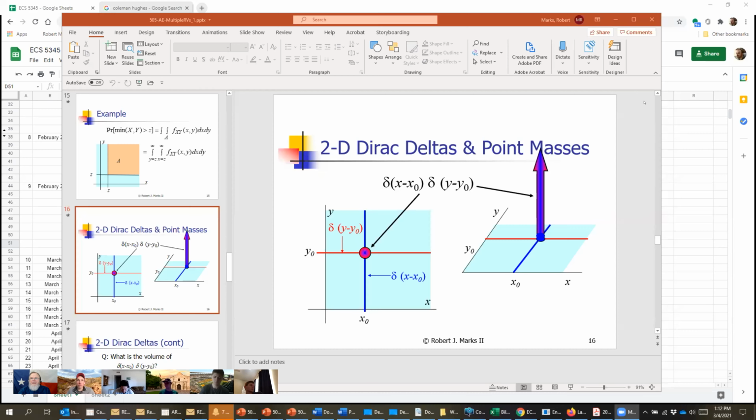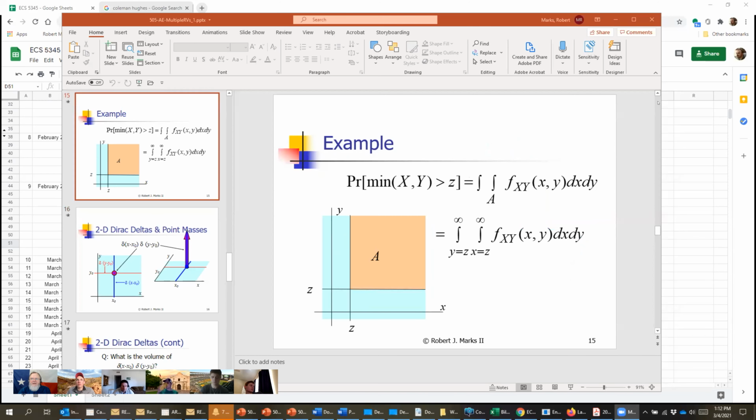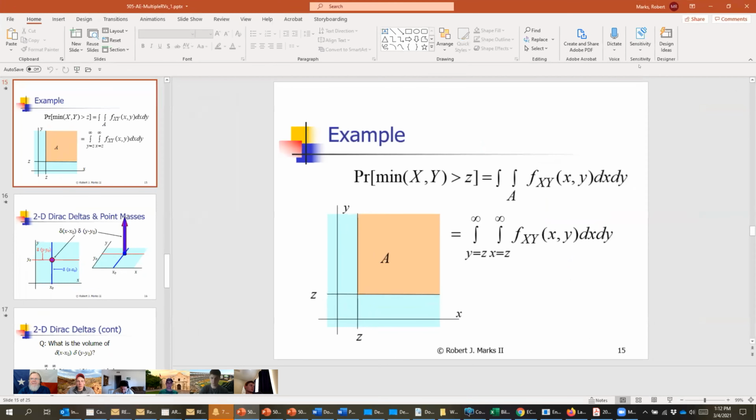Okay, good. Let's continue with our lecture from last time, from where we left off. I believe this was the last slide that we talked about. This is computing, if you will, the minimum of two random variables.